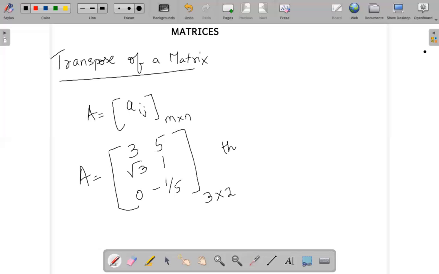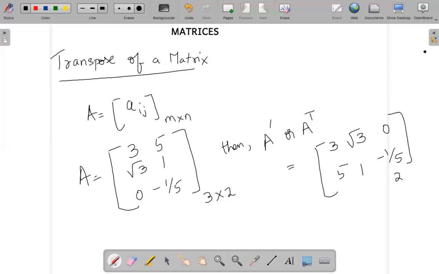Now the transpose is written as A prime or A transpose. Then this should be written as 3, root 3, 0, 5, 1, and minus 1 by 5. Now this will be 2 by 3. So this is the transpose of it.